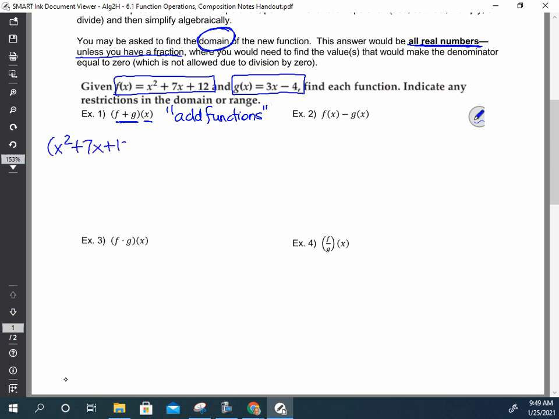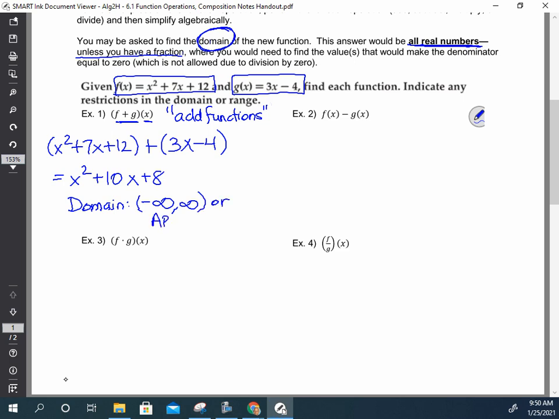x squared plus 7x plus 12, 3x minus 4. If you add the functions up, this is nothing more than combining like terms. So x squared plus 10x plus 8. We combine like terms. As far as the domain goes, domain is asking what numbers can I plug into the function. In this case, there's no limit to what I can put into this function because it's not a fraction. So negative infinity to positive infinity, or all real numbers.